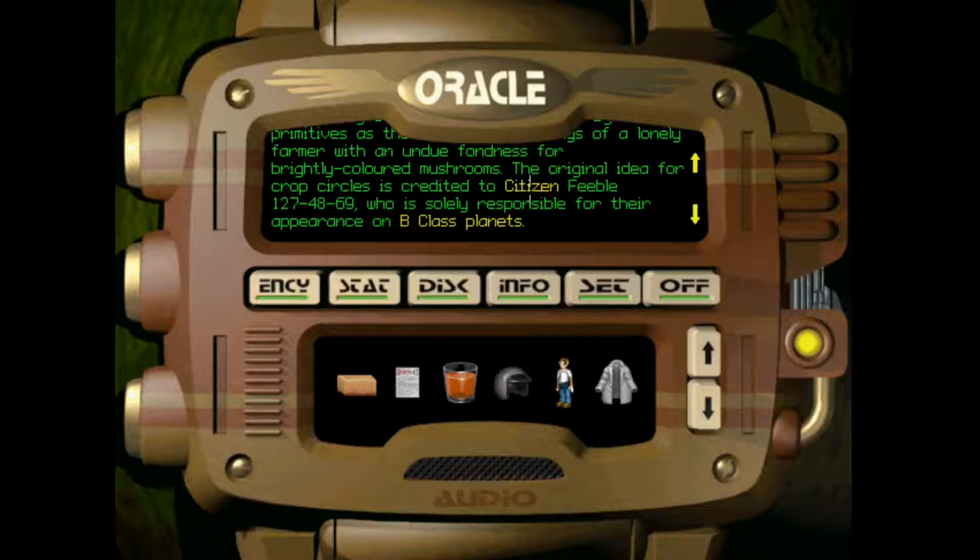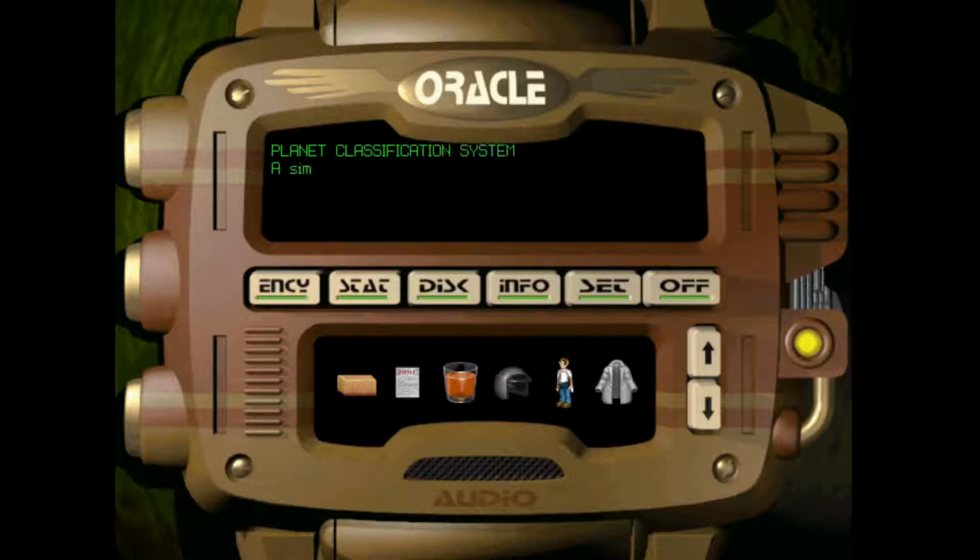I think maybe we can click on one of these yellow links to get another entry. So let's have a look at B-class planets. Planet classification system. That's good.